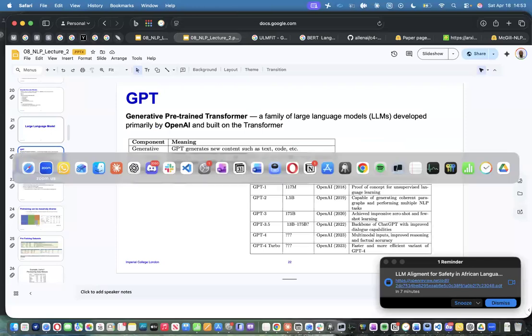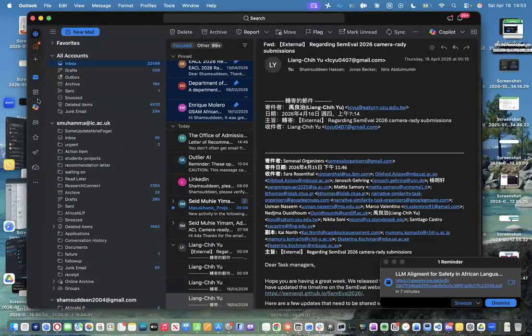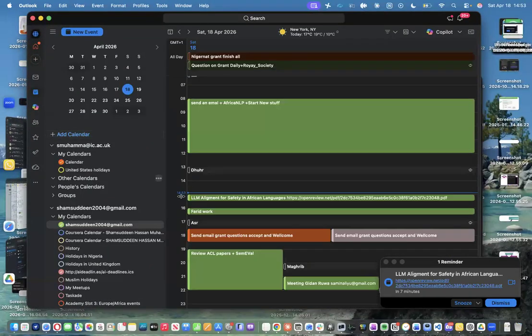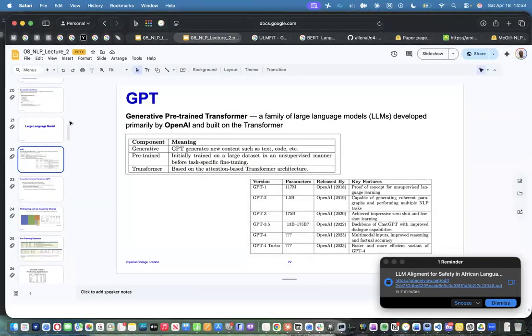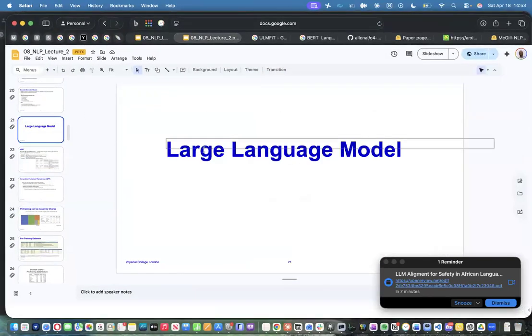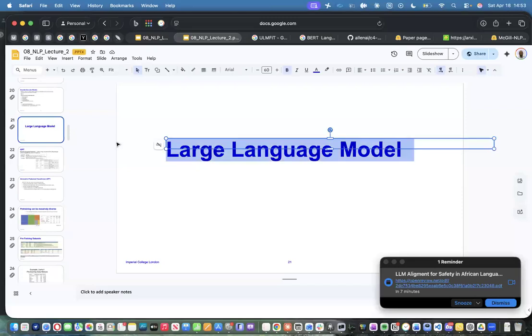Okay, let me see my calendar. Maybe I need to go. Okay, I think I need to go. Maybe we can continue from here, large language models, tomorrow.